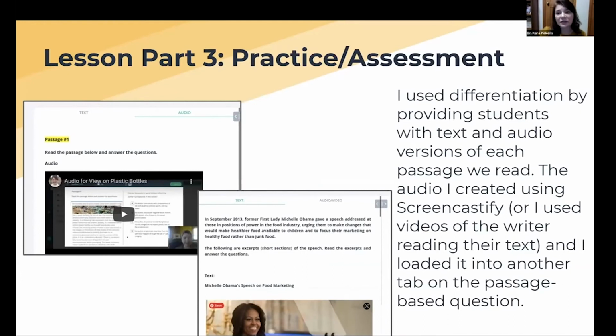I would also provide text and audio versions of each passage that we read. I would create screencasts of me reading it, and I would use a second tab to provide them with audio. Or I would use videos of the writer reading their own text. So we have a speech by Michelle Obama talking about food and marketing of food, and they were able to watch a video of her giving the speech if they wanted to follow it that way.